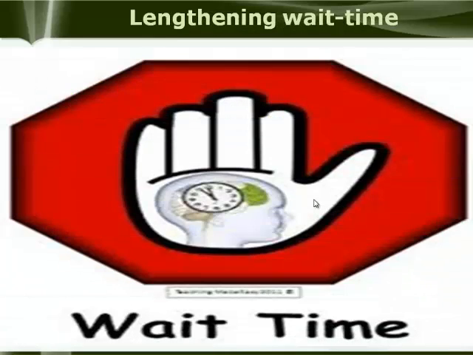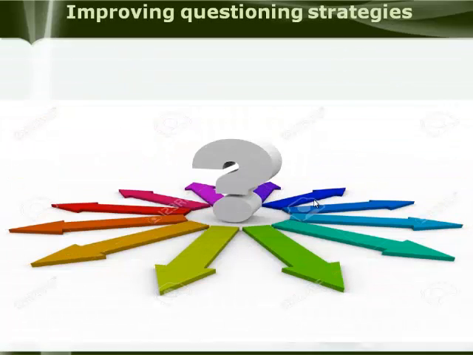Lengthening wait time, or giving students enough time to express themselves, as not all students can have this rapidity in answering questions or in interacting. The second strategy is improving question strategies, and here we talk about using different question strategies and not stick only to one. And the teacher can use WH questions, referential questions, and display questions.